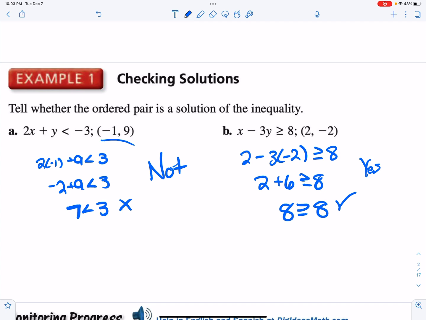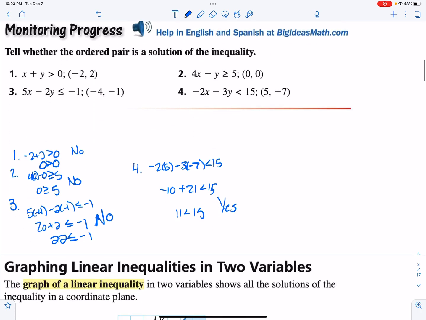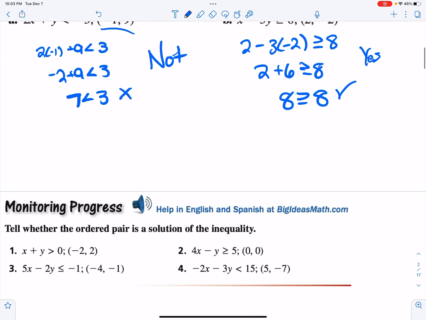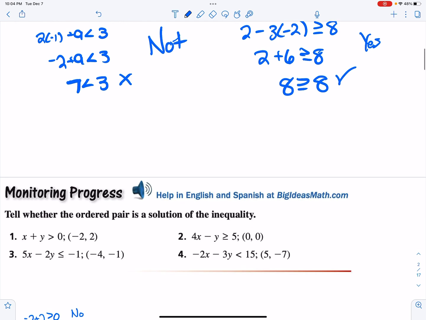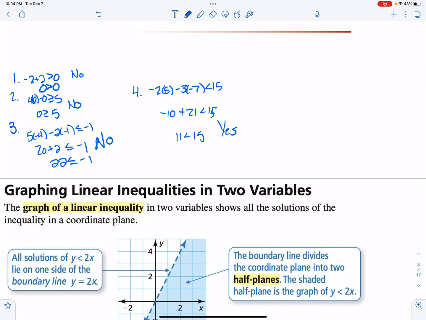Again, just because -1, 9 didn't work on the first one doesn't mean it doesn't have solutions. It just means that that point does not fit the criteria. If you take an opportunity, pause, and try these, you can check and see if you get a solution for those systems. When you answer those, you can see the work there for them. You should get no, no, no, yes.